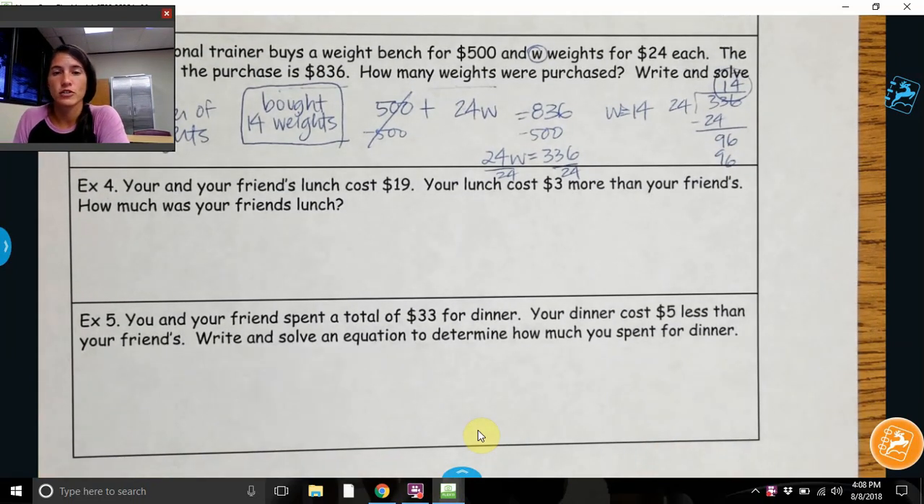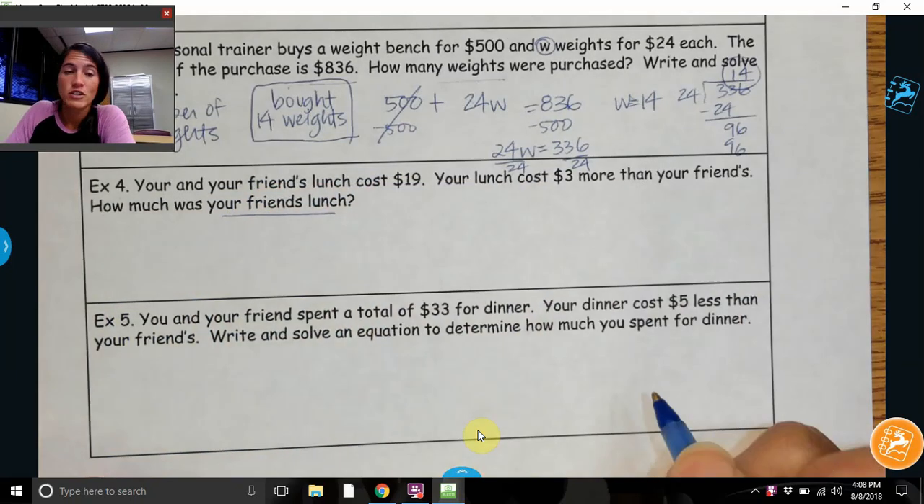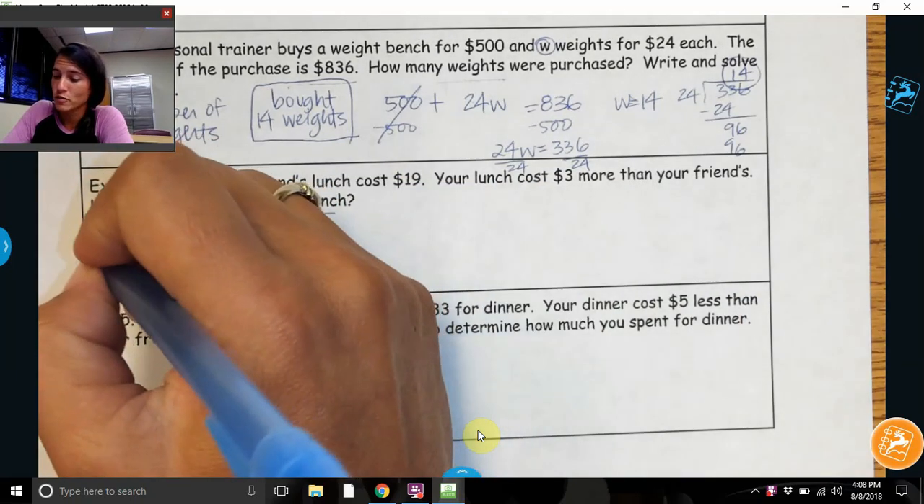Your friend's lunch cost $19. Your lunch cost $3 more than your friend's. How much was your friend's lunch? So we want to define our variable. How much was your friend's lunch?